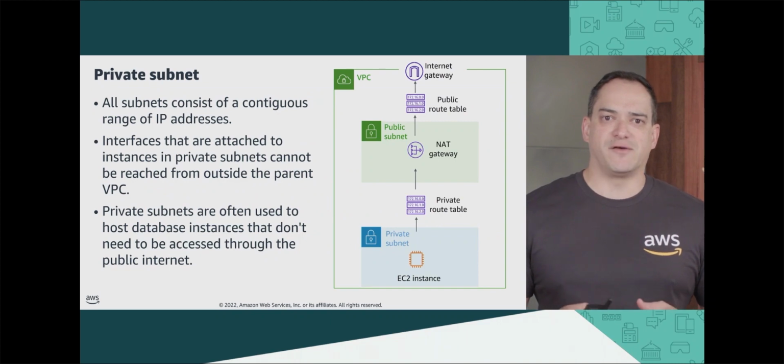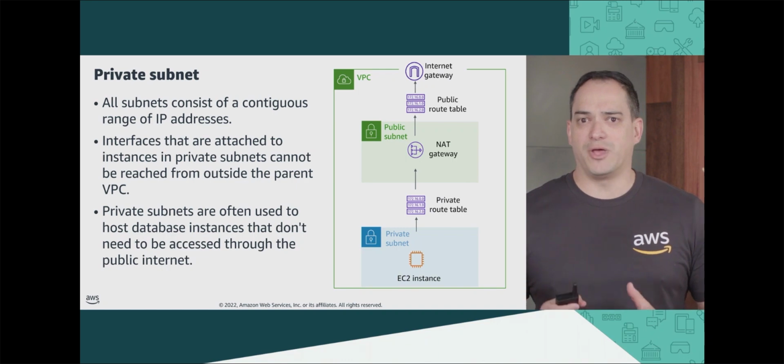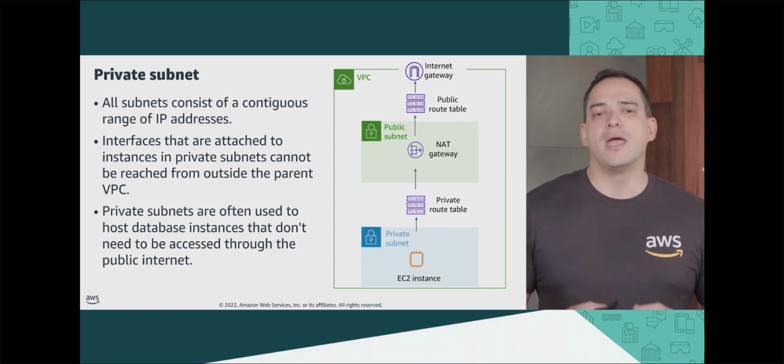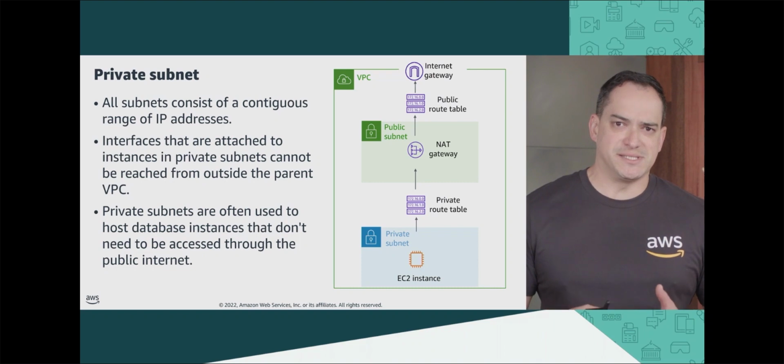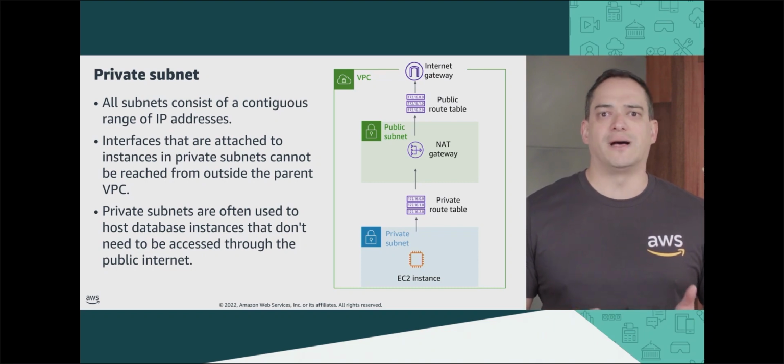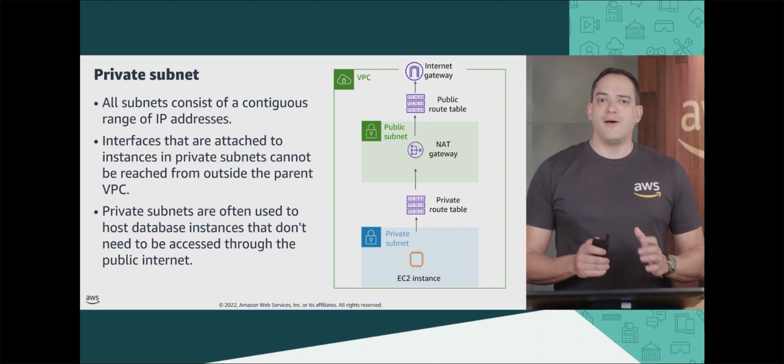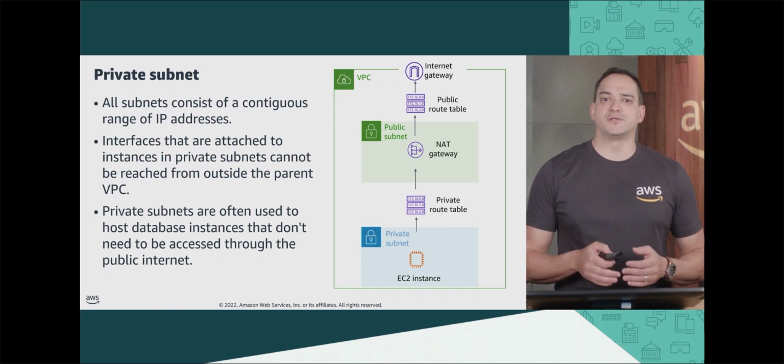All subnets consist of a contiguous range of IP addresses. These addresses should not overlap with other subnets in your VPC. Interfaces that are attached to EC2 instances in private subnets are not reachable from outside the parent VPC. However, by using an AWS managed NAT gateway, EC2 instances can make outbound requests, such as for patching, and the response from the external resource will be allowed back in. Private subnets are often used to host database instances that don't need to be accessed through the public Internet. And a NAT gateway must have an elastic IP address assigned to it.